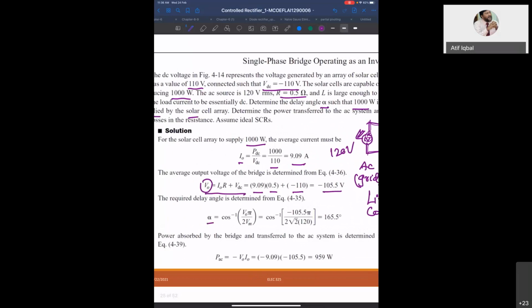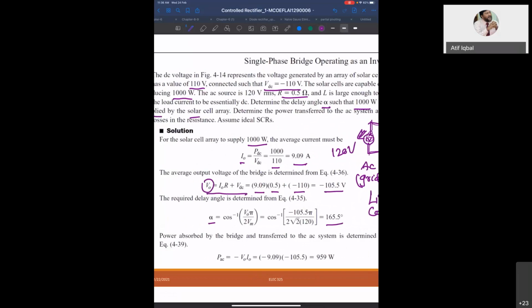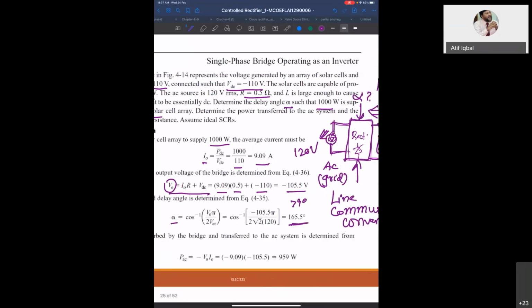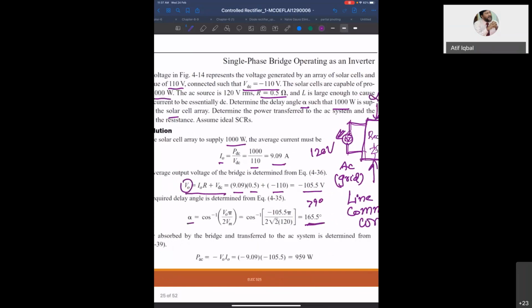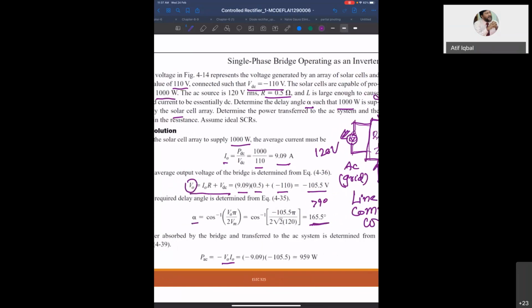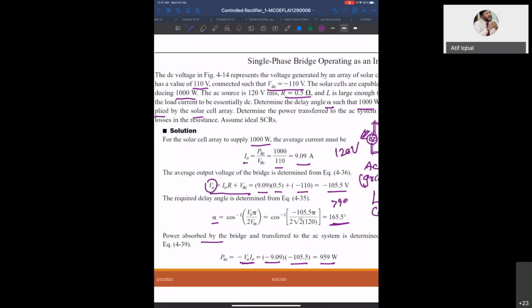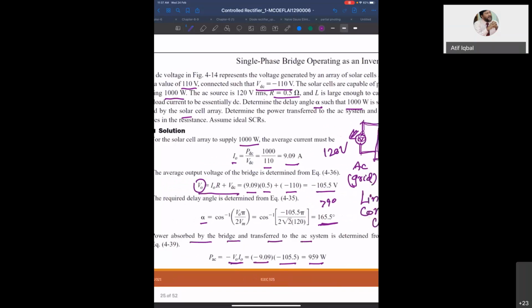With this voltage, you can find the angle alpha. So the angle alpha is coming out as 165.5. So you see, it is greater than 90 degree. So when you operate the bridge at 165.5 degree, it will be able to pump 1000 watts from the solar to the grid. Okay. And how much power does it pump? It is given as minus V naught into I naught. So this is minus 9.09 into minus 105.5, which is 959 watt.